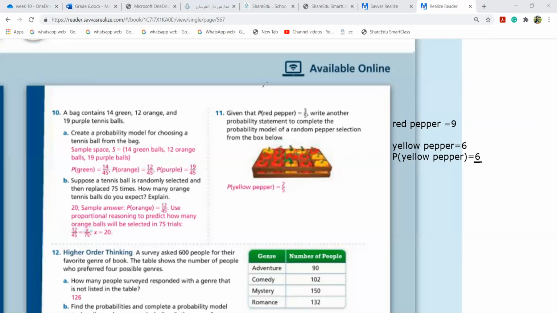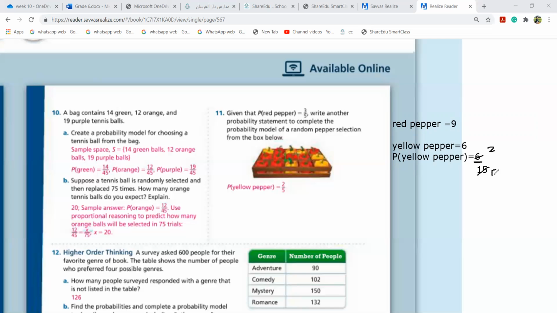Zishan, did you understand? 15. How many? 15. Count again. 15. What happened to your counting? 6 over 15. Very good. Now tell me, Zishan, 6 and 15, they come in which table together? 6 and 15. Which time table? 3. Very good.